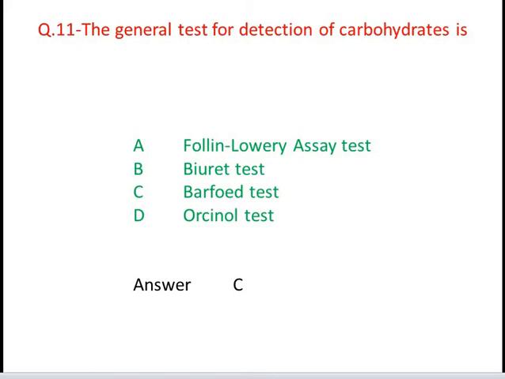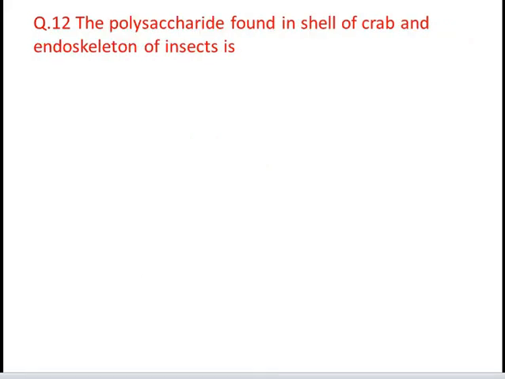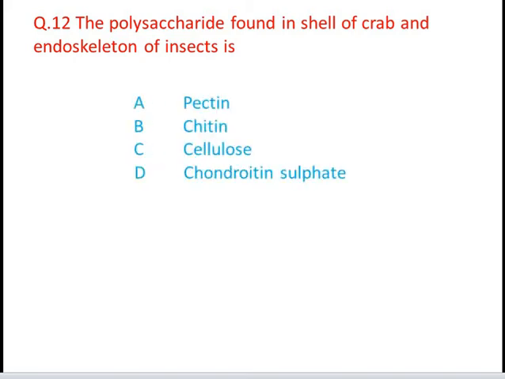So the next question is, the polysaccharide found in the cell of crab and endoskeleton of insect is. These are the four options: pectin, chitin, cellulose, and chondroitin sulfate. Yes, the correct answer is B, that is chitin. The exoskeleton of crab and insects, as well as the cell wall of most of the fungi, possess chitin, a major polysaccharide which is made up of N-acetyl glucosamine.